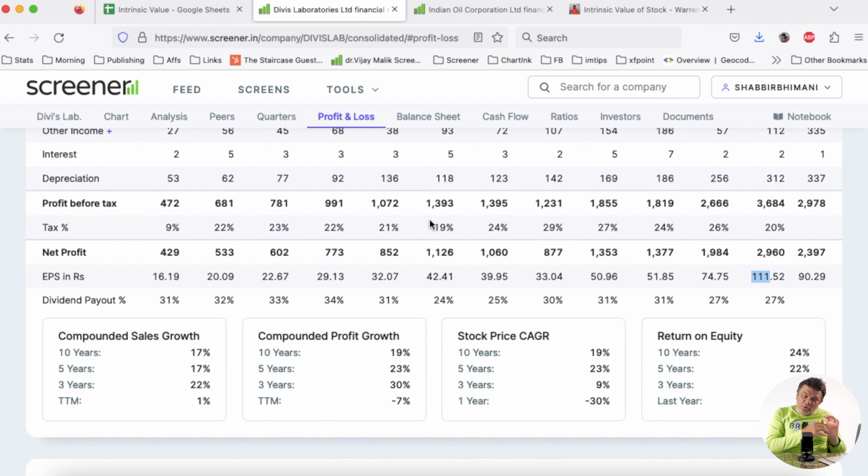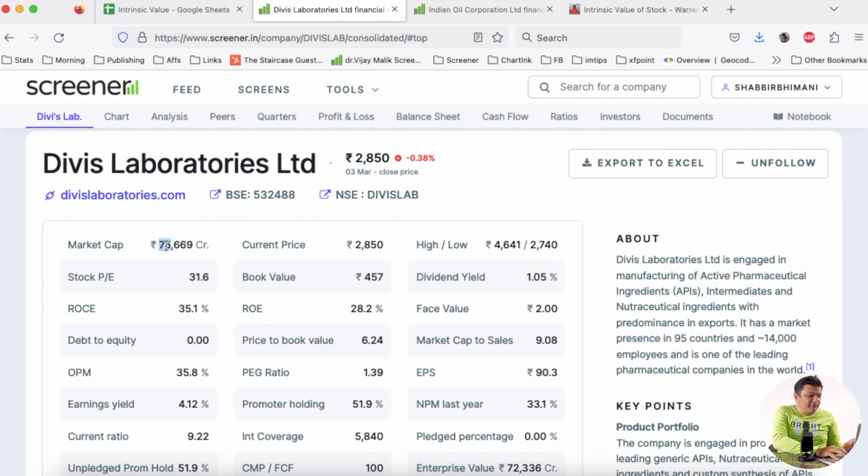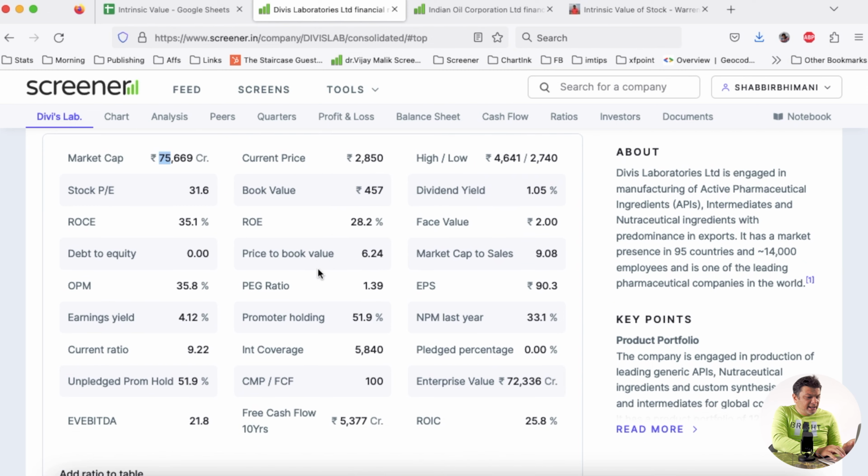Now let's look at the enterprise value of Divi's Lab. Market cap is 75,000 crores, but enterprise value is 72,000 crores. This means there is no debt in the company, but it has surplus cash of around 3,000 crores. So let's see that in the balance sheet.